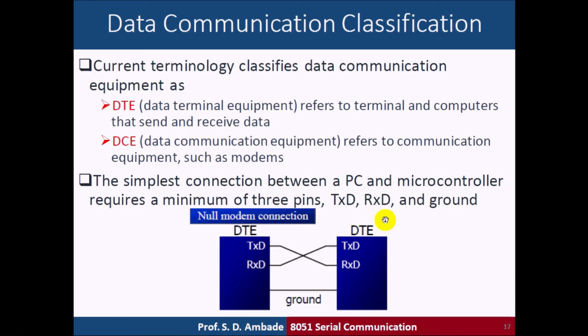So the simplest connection between a PC and a microcontroller requires a minimum of 3 pins: TXD, RXD and ground. Look at this block diagram of a null modem connection. It is the connection between two data terminal equipment, DTE equipment. The TXD of one equipment is connected to RXD of another equipment, RXD of one equipment is connected to TXD of another equipment, and both are grounded.